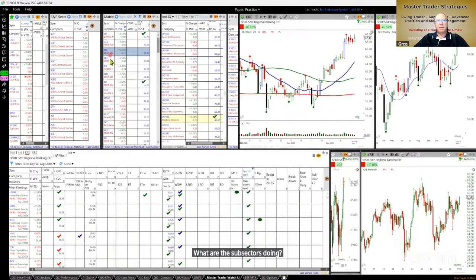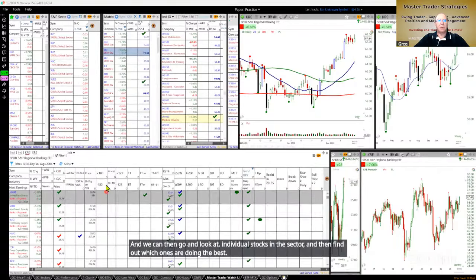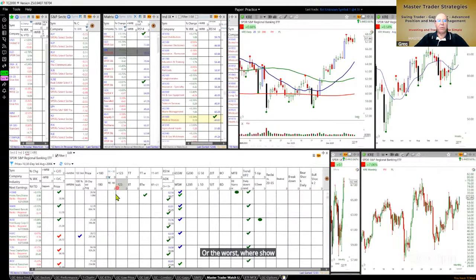We can trade the ETFs, of course, and we can then go and look at individual stocks in the sector and then find out which ones are doing the best or the worst, or show me the bullish 180 reversals. Well, there are none today. Any bullish 180 reversals, range expansion ones? Are there any bearish ones? No, which tells me the sector is neutral, because I know that these are extended.